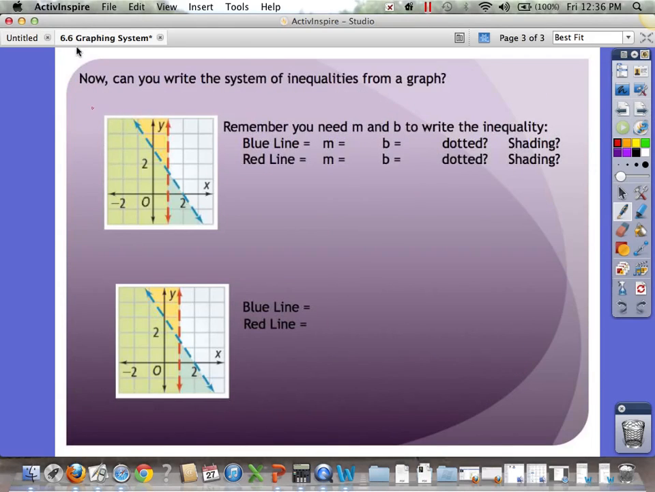All right, so now you can write the system of inequalities from a graph. So you're going to have to go backwards from this, okay? Remember, you need m and b to write the inequality. So the blue line right here, what is going to be my m and my b? Well, we can get the b probably easiest first. So looking at my blue line, where does it cross the y-axis? If this is 1, 2, that's 3 right there. So my b would be 3.